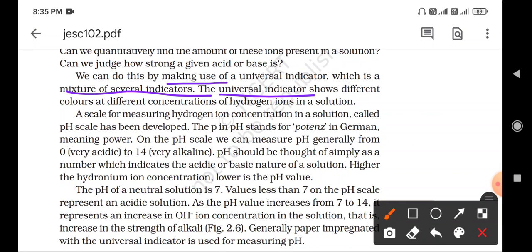The universal indicator shows different colors at different concentrations of hydrogen ions in a solution. So the hydrogen ion concentration differs in a solution, which means its color will change. Different ions, different color. More color change means the solution contains more ions.